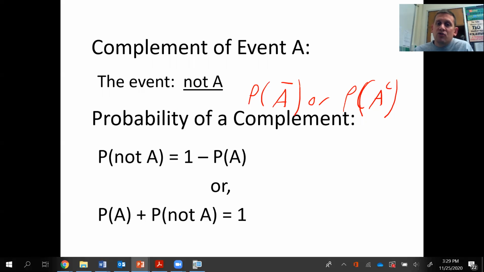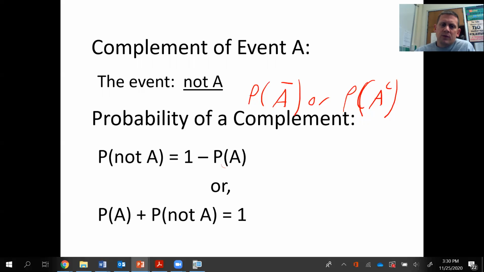So what's the probability of not A? Well, it's 1 minus the probability of A. Okay. Or the probability of A and the probability of not A equals 1. So what's the probability that you're going to work today? Okay. There's a certain probability that on a certain day that you work, and then there's a chance that you probably don't work on certain days. Okay, so there is a probability, if you have a job. If you don't have a job at all, well, then it's 0.